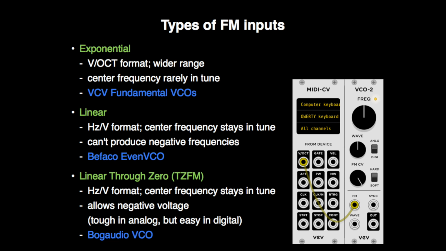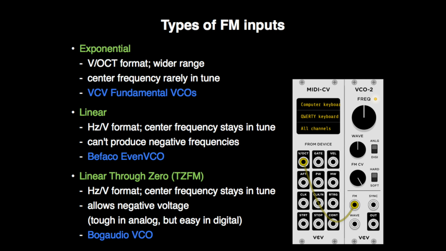A linear FM input uses a different format. It's something called hertz per volt. And in this case, the center frequency stays in tune better. However, it can't produce negative frequencies. So in the way that we saw in ring modulation, when that difference tone went into the negative range, it actually just turned around and came back. With linear FM formats, that doesn't happen and things just bottom out at 0. And so that can make your center frequency sound like it goes out of tune as well. This is the kind of format you have on the Buffo Even VCO.